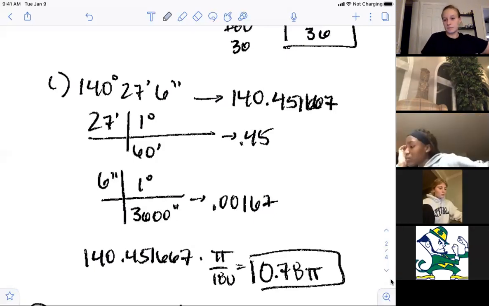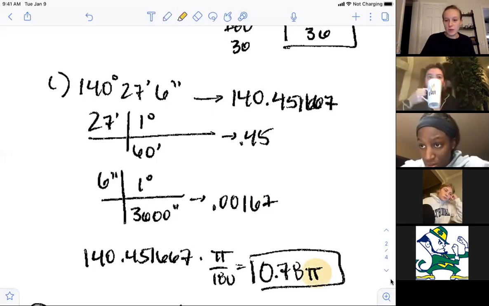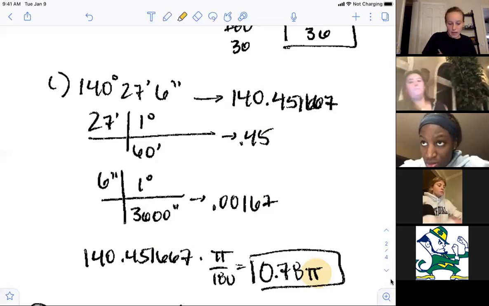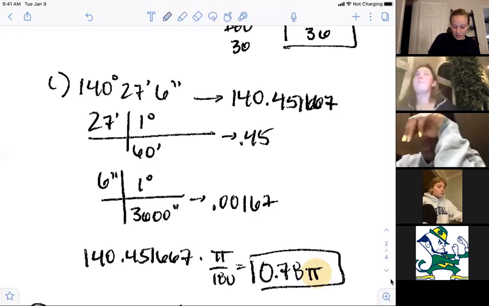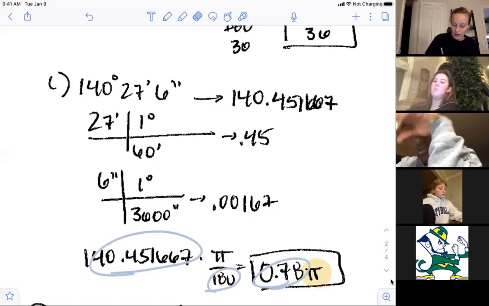Well, if we left it as 140.4517 pi over 180, is that wrong? No, that's fine. I just thought it was so ugly because it was already a decimal. So why not just keep it as a decimal with pi? I would like pi in the answer. Some people might ask, why wouldn't you go one more step and multiply by pi? I like pi because that reminds me it's in radians. So I don't care if you keep it as this number over 180 and then pi, or if you make it a decimal, but I do want pi to be in your answer.